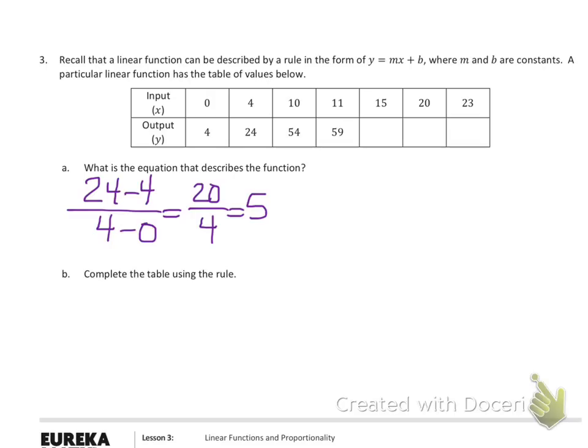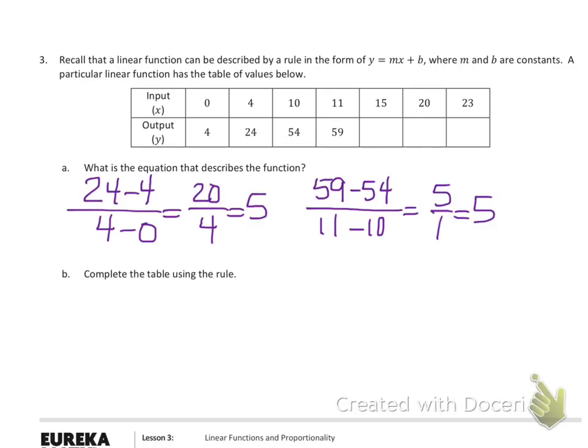Let's go from these 2 points here, 10, 54 and 11, 59. So I've got the difference in the output, difference in y, divided by the difference in x. And so that's going to be 59 minus 54 over 11 minus 10. So this is 5 over 1, which is 5. Okay, just be careful. Let's do another one.